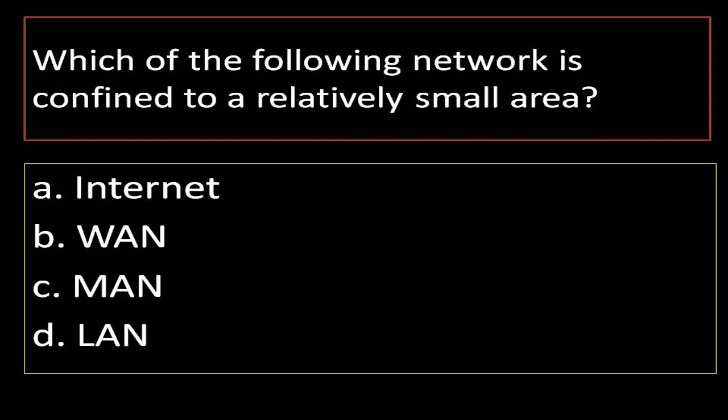Which of the following network is confined to a relatively small area? Option A internet, option B WAN, option C MAN, option D LAN. And the right answer is option D LAN.